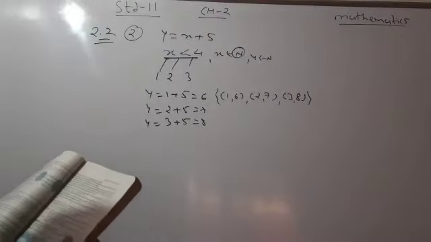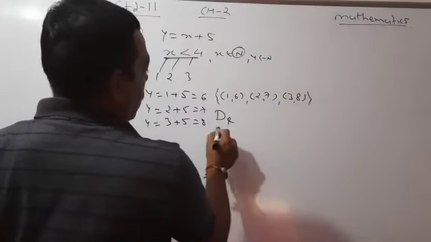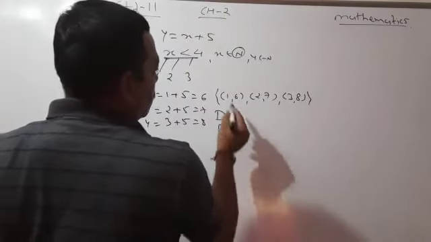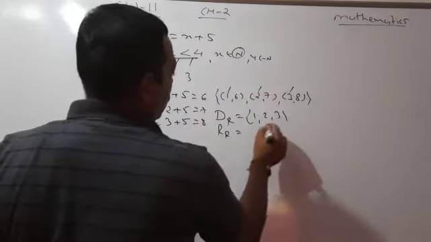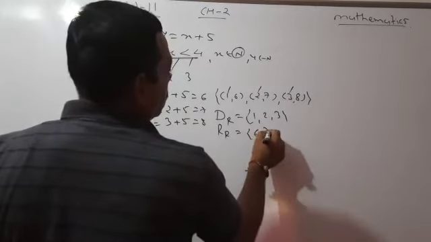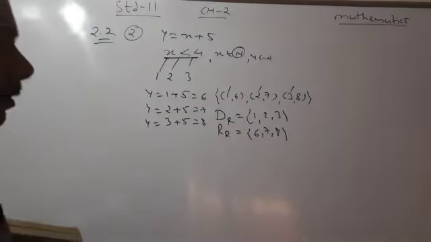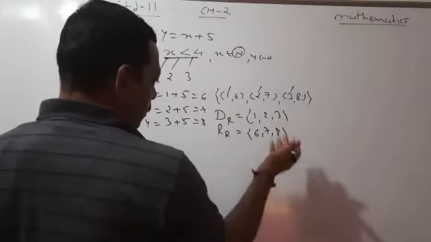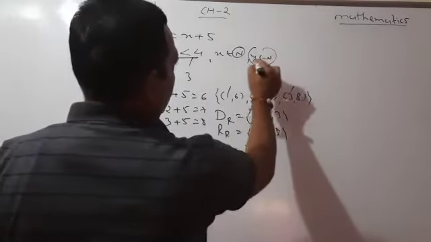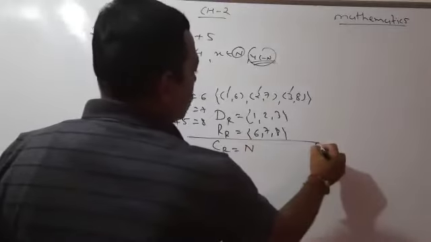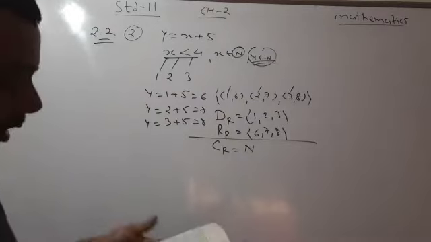Now from this they want the domain as well as the range. Domain of relation R and range of relation R. Domain means the first entry, so we say 1, 2, 3. Range means the second entry, so we say 6, 7 and 8. Suppose they ask for the codomain. Here there is no such question, but if they ask, we have to write N, because y belongs to the natural number set.